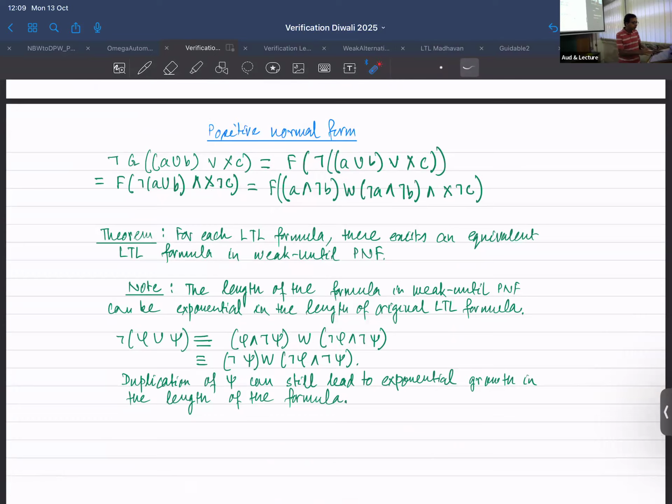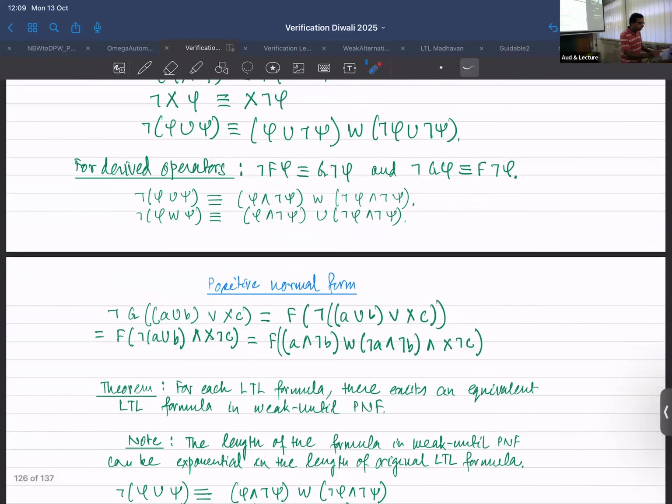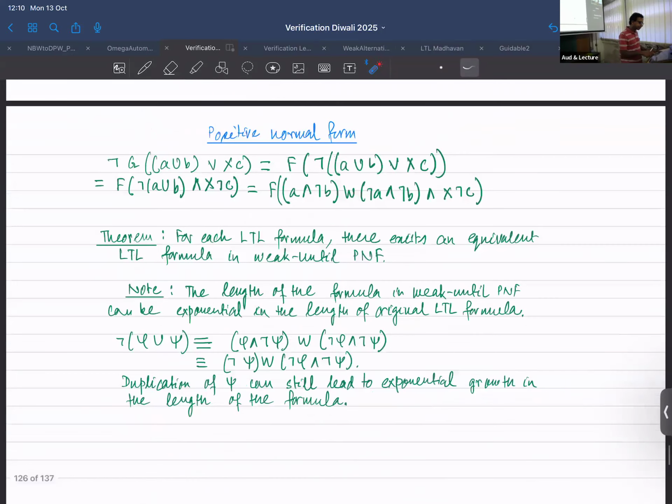Again, for example, consider that there is this negation of psi here, and that itself has again an until or a weak until, and then you need to again push it inside. Again, it will produce two different instances of the thing, and it can just continue. And you can have an exponential sized formula when you are translating an LTL formula into a weak until PNF.